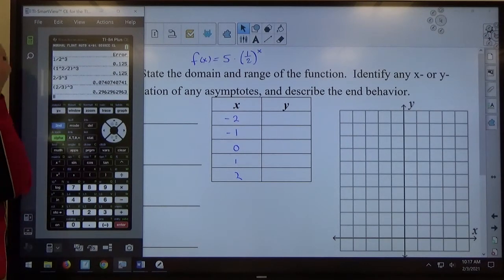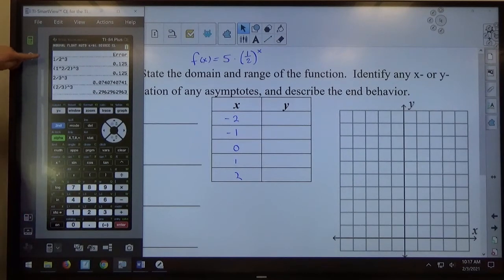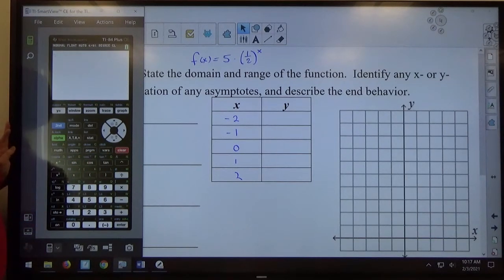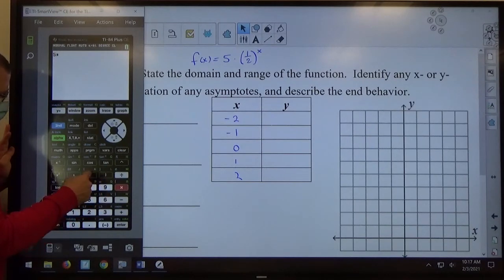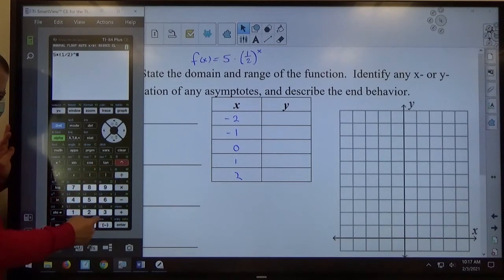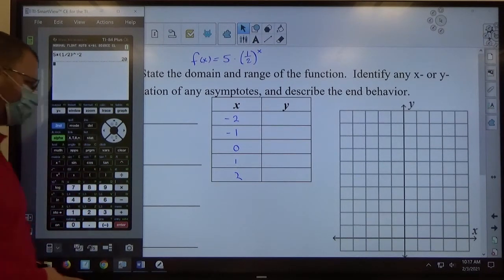So I want this whole 1/2 being raised to the power. I'm going to put parentheses around it. Even though for a half it worked both ways, it doesn't work the same for all fractions. So let's get a habit here of doing this correctly. So for me, I'm going to do 5 times parentheses 1/2 end parentheses caret -2. Hit enter, it is 20.